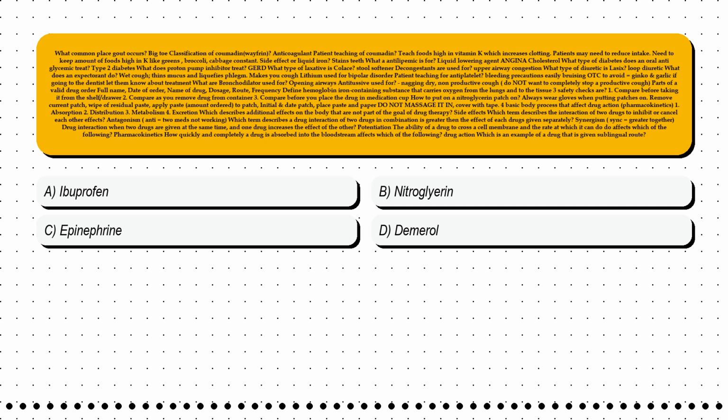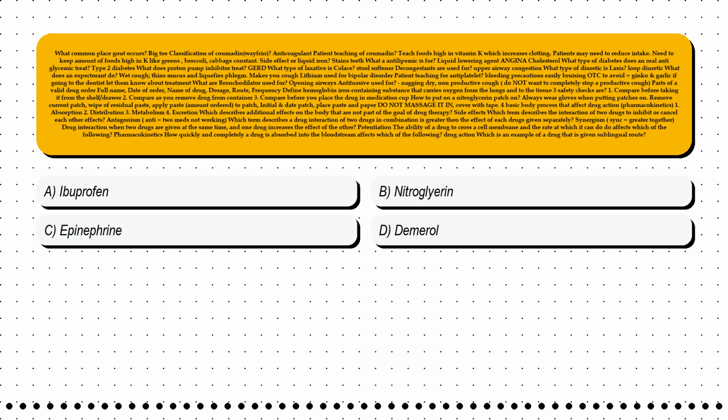Four basic body processes that affect drug action, pharmacokinetics: 1. Absorption. 2. Distribution. 3. Metabolism. 4. Excretion. Which term describes additional effects on the body that are not part of the goal of drug therapy? Side effects. Which term describes the interaction of two drugs that inhibit or cancel each other's effects? Antagonism. Anti equals two meds not working.